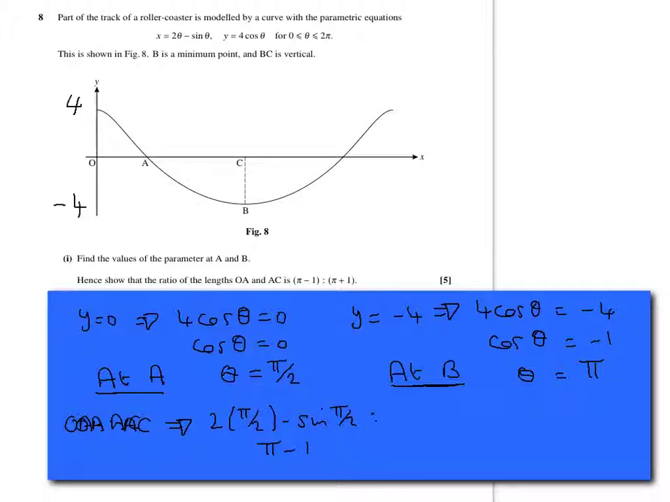Now, AC, well, let's find the x-coordinate of C. At C, theta is equal to pi. So this gives us, to find the x-coordinate, 2 times pi minus sine of pi. But that gives us the entire distance away. We now need to subtract OA away from that.